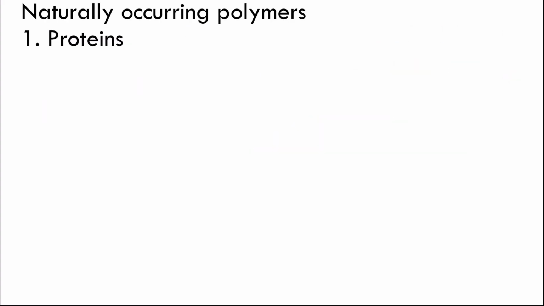This video, I'm going to talk about naturally occurring polymers. So there are two different naturally occurring polymers. The first one is proteins. A protein is formed of a polymer of amino acids.